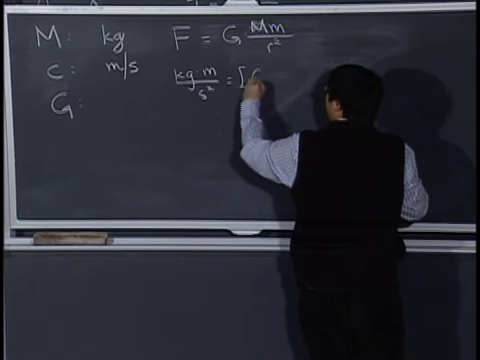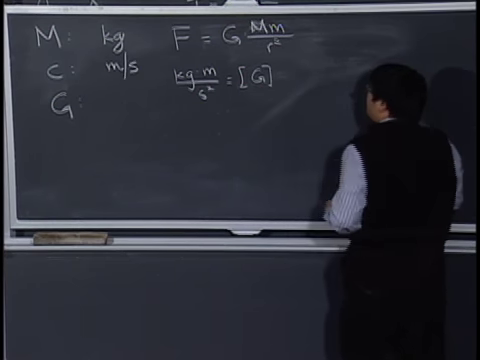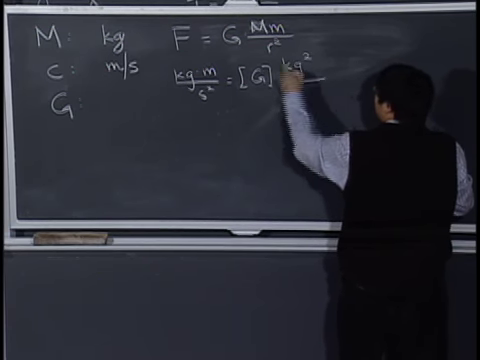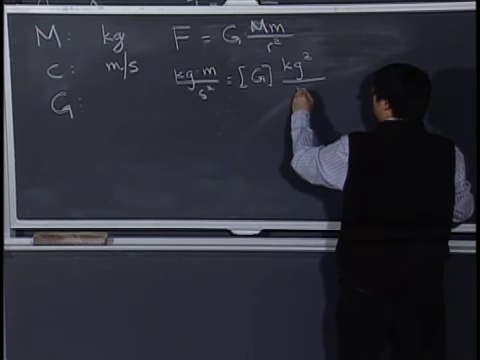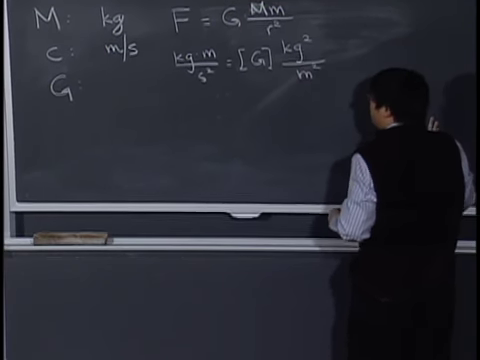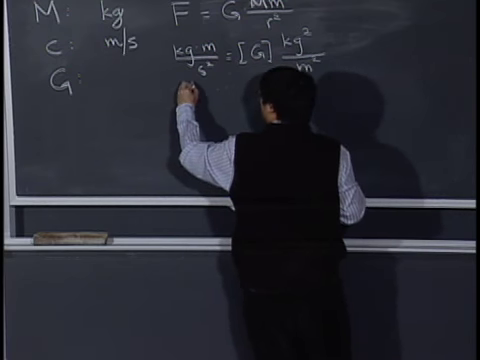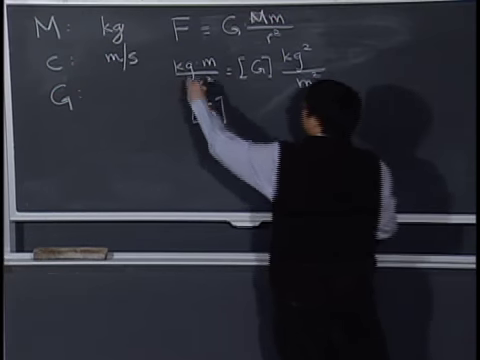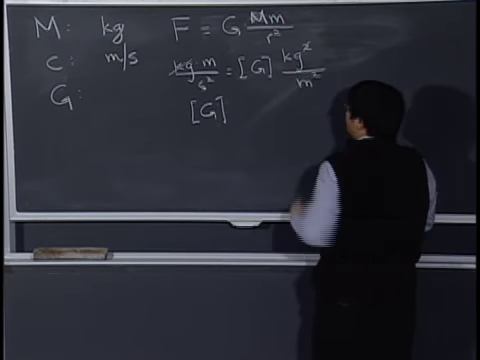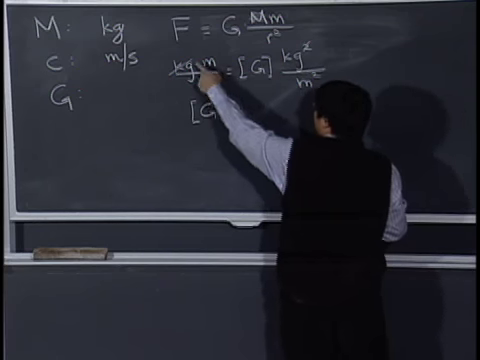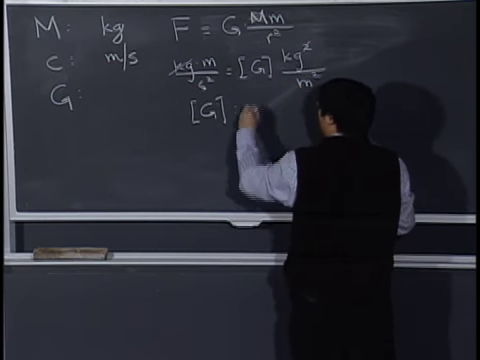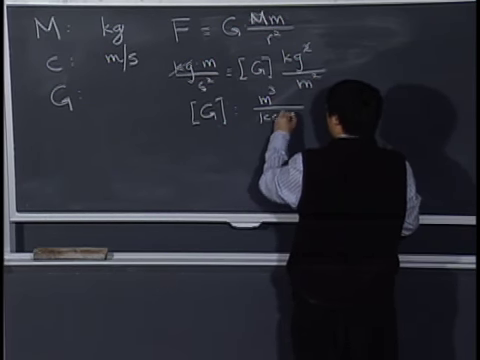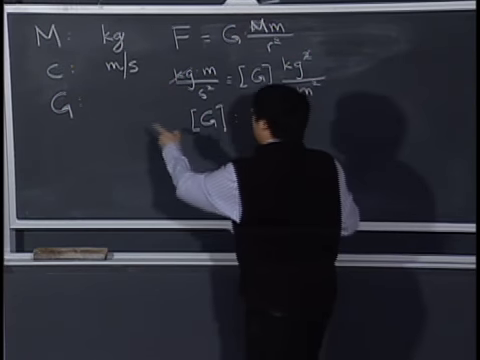And then now we have G. The two masses are both in kilograms. And the distance is in meters. So we have meters squared. Now if we simplify this expression, then we know that the units for G are, well, the kilograms will cancel on both sides. So we're left with that. We can move the meters to this side. So we're left with the units of G are meters cubed per kilogram second squared. So let's write that over here.